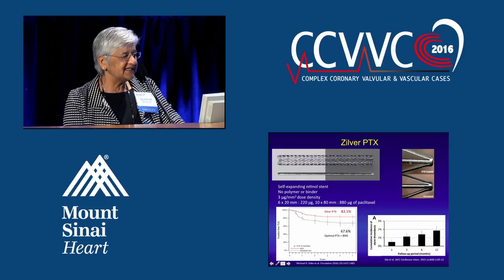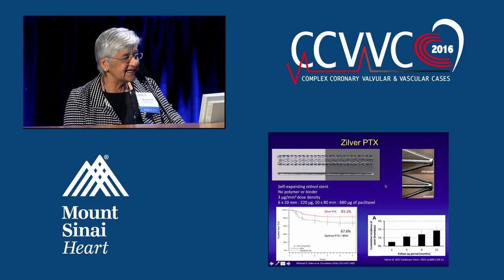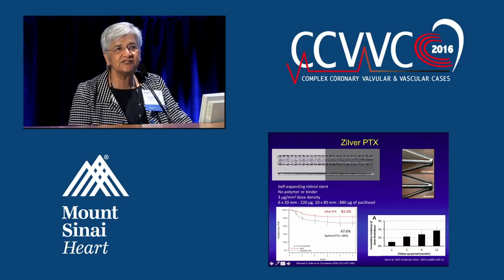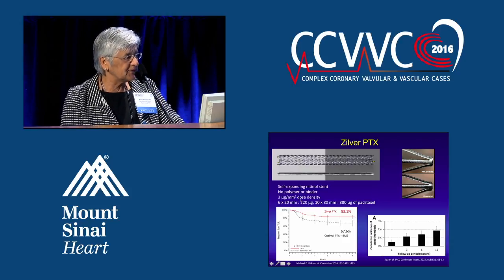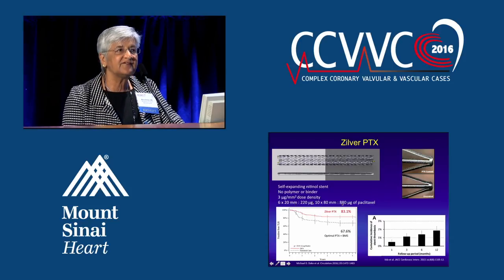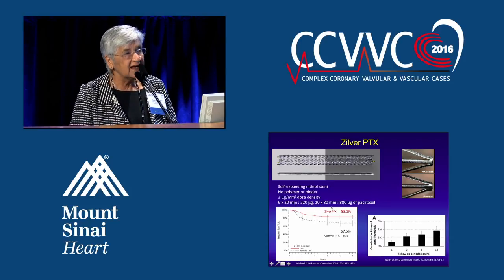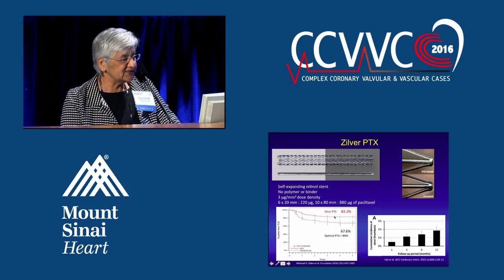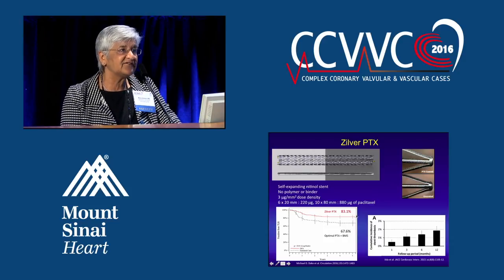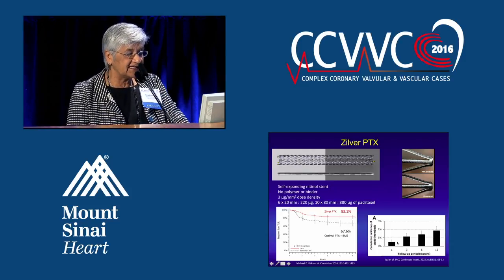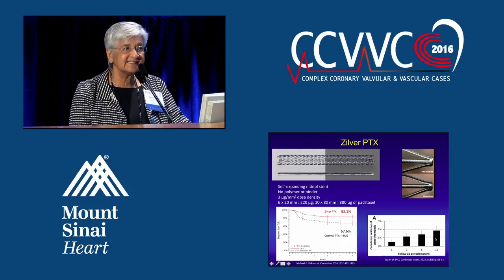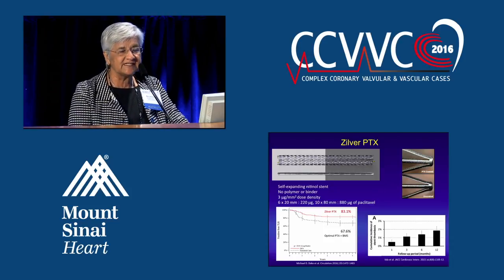So what about Zilver PTX, which is used in the peripheral arteries and has excellent results? You can see that this is used on a self-expanding nitinol stent. There's no polymer or binder. There is a 3 microgram per millimeter squared dose density, and the amount of drug depends on the length of the stent. As you can see here, overall freedom from target lesion revascularization is very good at 5 years, close to 85%. Also, the stent thrombosis rate is very low, less than 2% up to 1 year. So extremely effective. The drug-eluting stents are effective, not to say they are not effective.